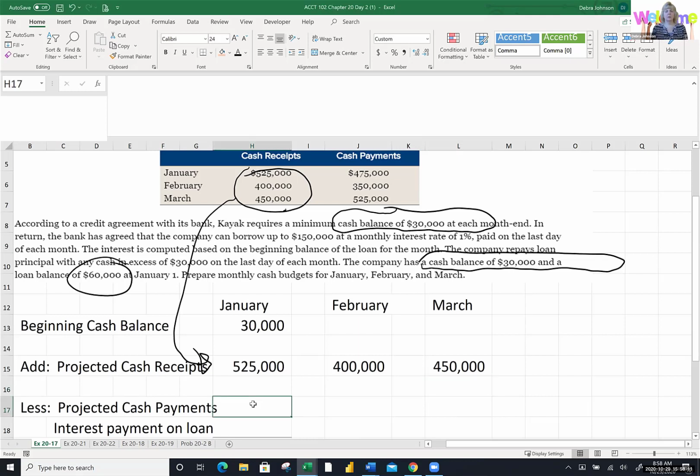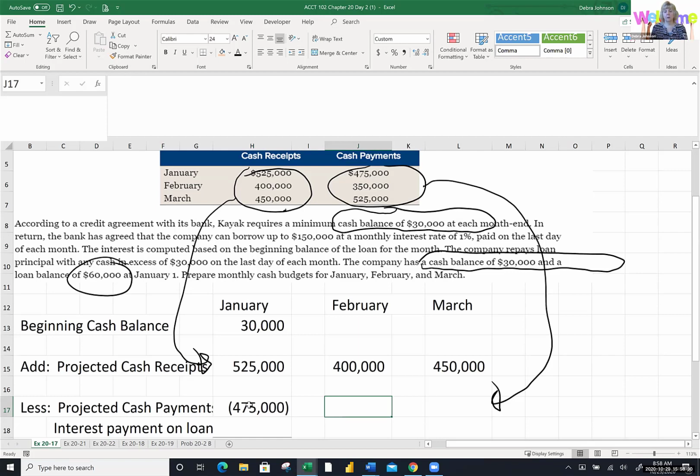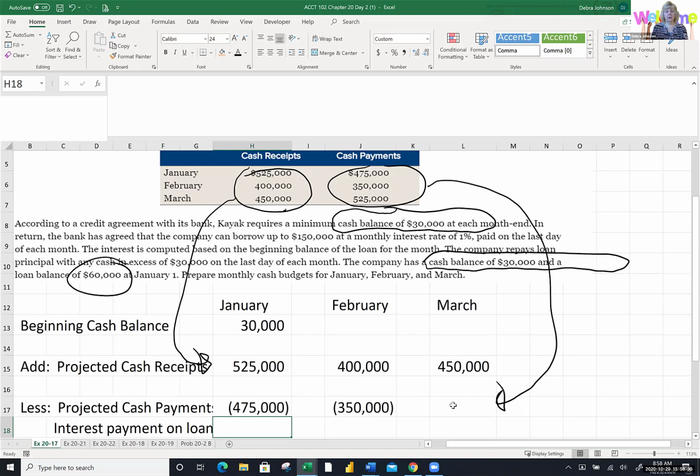And then my cash payments, so that I don't mess this up, I'm going to put minus signs in front of them. That makes the calculations for balances a whole lot easier. So I'm going to carry those across. 475. Again, I'm going to put a minus sign in front of it to help with the visual and the math. A minus 350,000. And then we see in the last month that the cash requirement goes way up as far as payments. So let me stop and see if you have any questions.